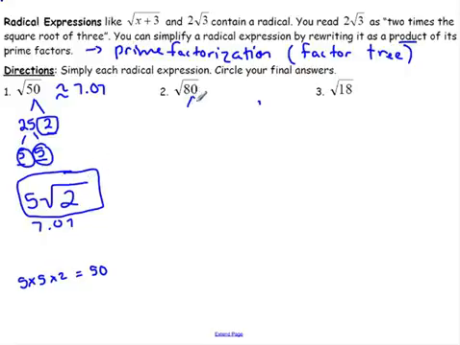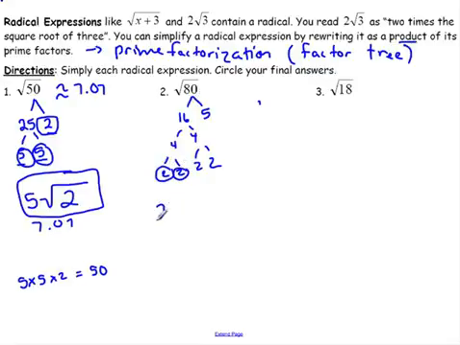With 80 we can break this down into 16 and 5. 16 is broken into 4 and 4. Each of these 4s can be broken down into two pairs of 2. 2 times 2 times 2 times 2 times 5 does actually give us 80, so we know that we've done the right thing. We'll look for pairs.